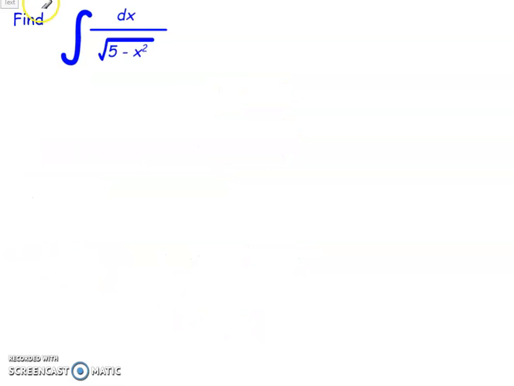Let's look at an example of that. So if I want to find the integral of dx over the square root of 5 minus x squared. So it takes the format that we want. Now remember, we have to imagine that this is written in the format of the integral of 1 over the square root of a squared minus x squared. So in this case, my a squared has to equal 5. So we can take a as being the value root 5.